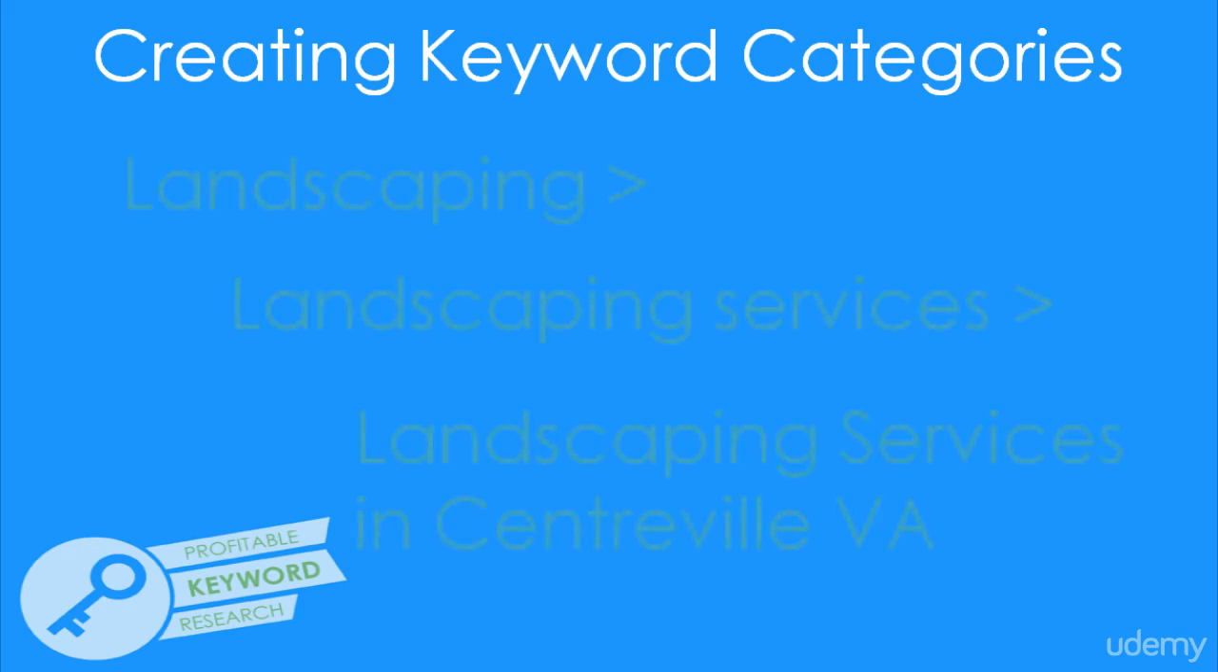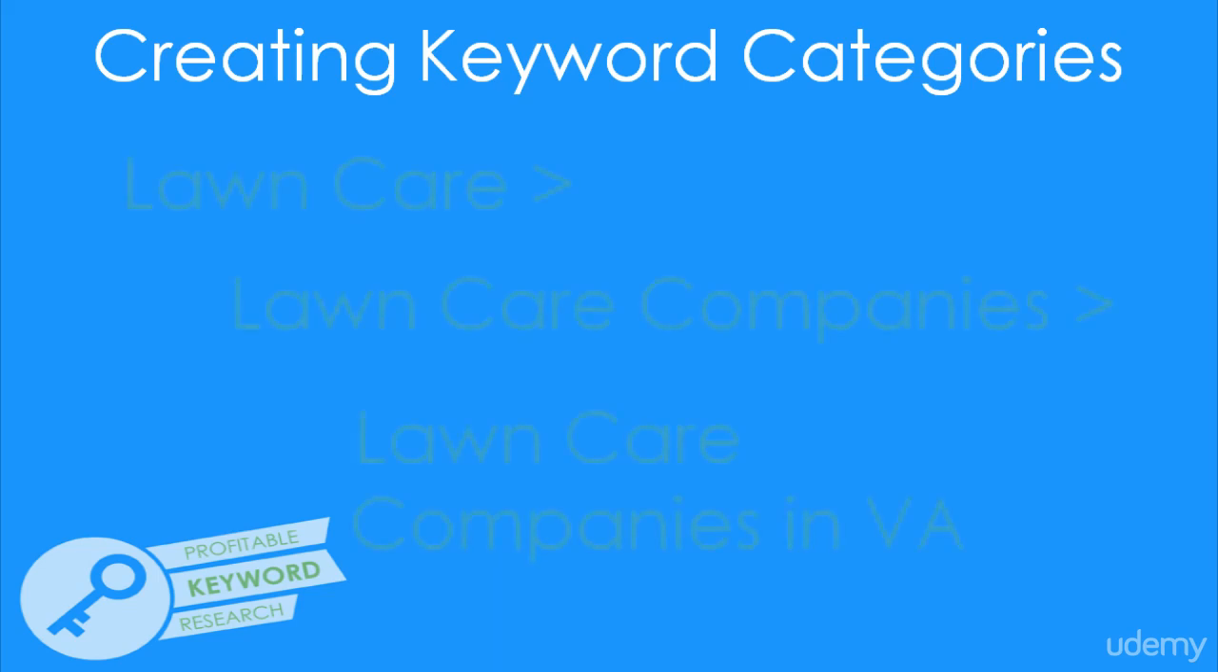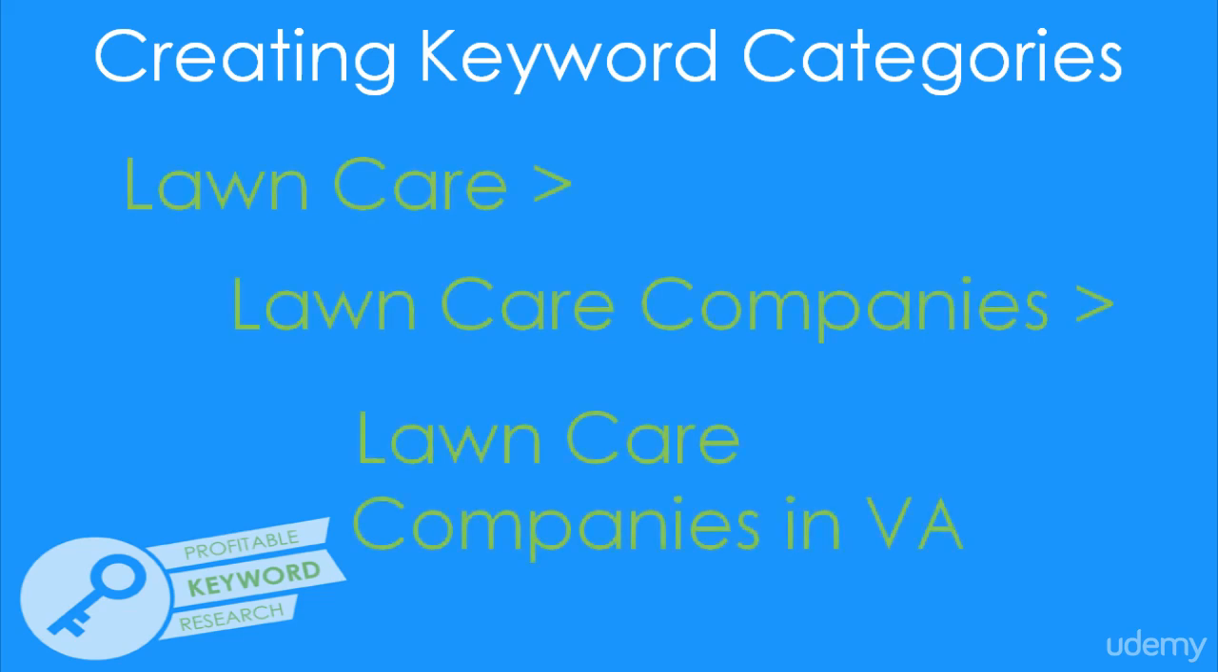So for example, with the landscaping keyword, I could break that down into landscaping services and then further into landscaping services in Centerville, Virginia, for example, or lawn care to lawn care companies and lawn care companies in Virginia. So that's a way I can break it down.